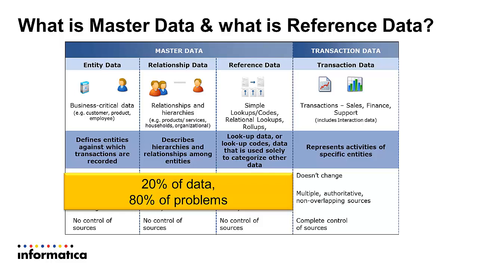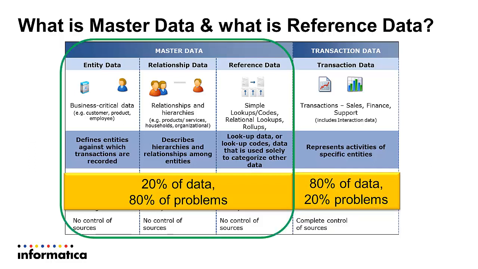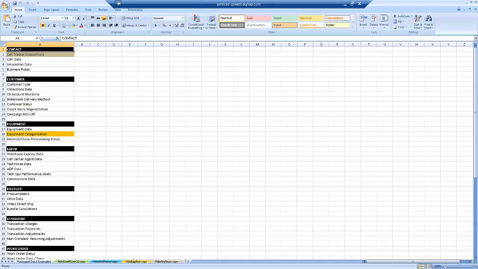So master data really contributes to 80% of the problems, but is really only 20% of the data, whereas transactional data is 80% of the data, so the largest set of data, and only 20% of the problems. So we're going to be focusing on master data.